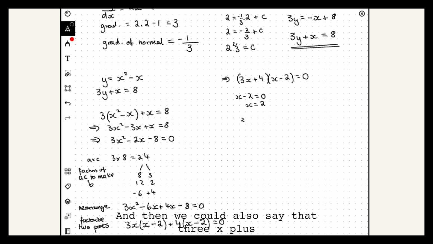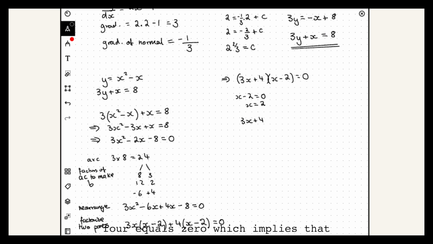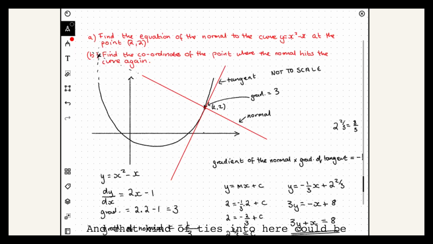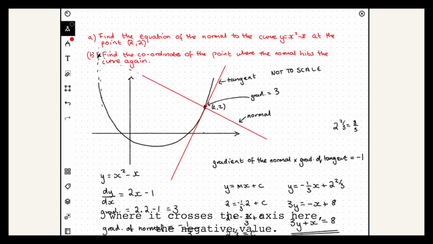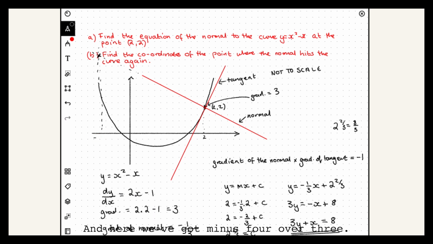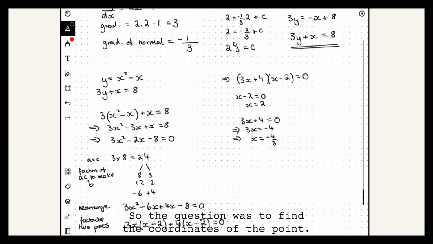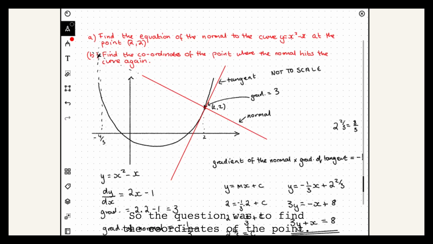And then we could also say that 3x plus 4 equals 0, which implies that 3x equals minus 4, which implies that x equals minus 4 over 3. And that kind of ties into here, where it crosses the x-axis at a negative value. Here we had 2, and here we've got minus 4 over 3. So the question was to find the coordinates of the point.